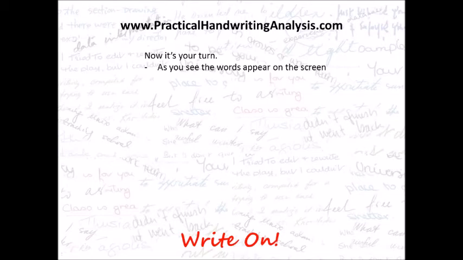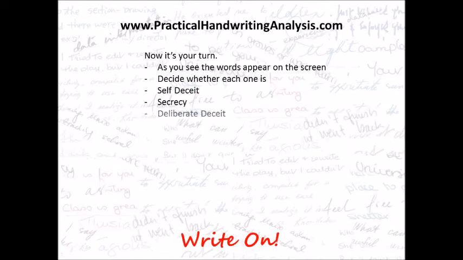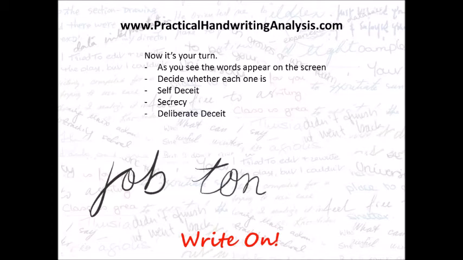Now it's your turn. As you see the words appear on the screen, decide whether each one is self-deceit, secrecy, or deliberate deceit. Is job, decide which one that is. Ton. And map. So which one is which? You can pause the video if you want to look at them for a little bit longer. The answers are just about to come up.